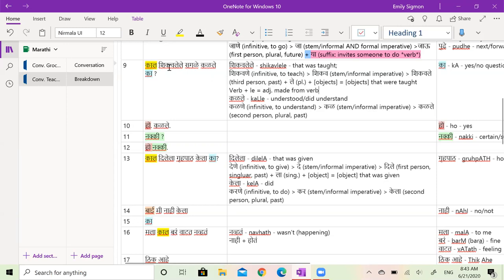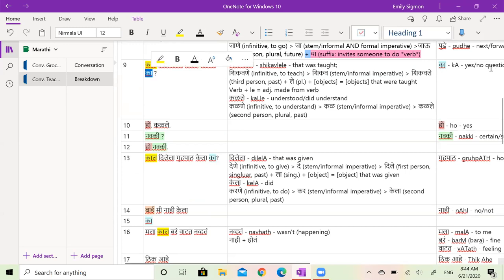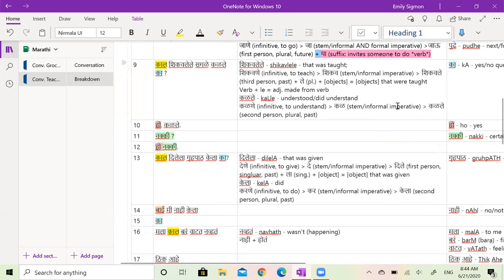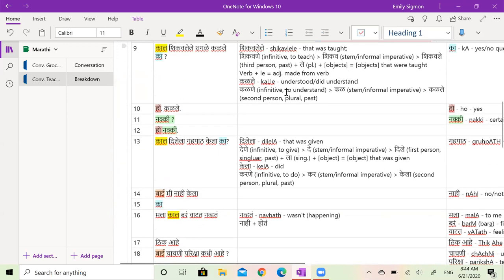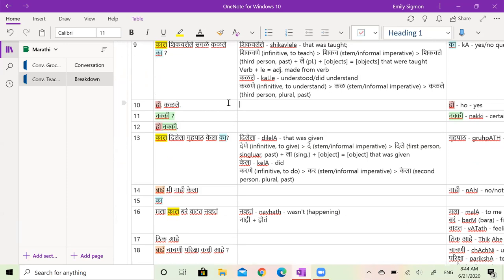Shikolele sagare karle ka. So yesterday, all the things that were taught, this is all sagare. And this verb is to understand, karale. So did you understand everything that was taught yesterday? Ka is the question marker for yes or no questions, or can also mean why. Karale will be third person form, not second person. Okay. So if you want to phrase a similar question, did you understand the lesson taught yesterday?